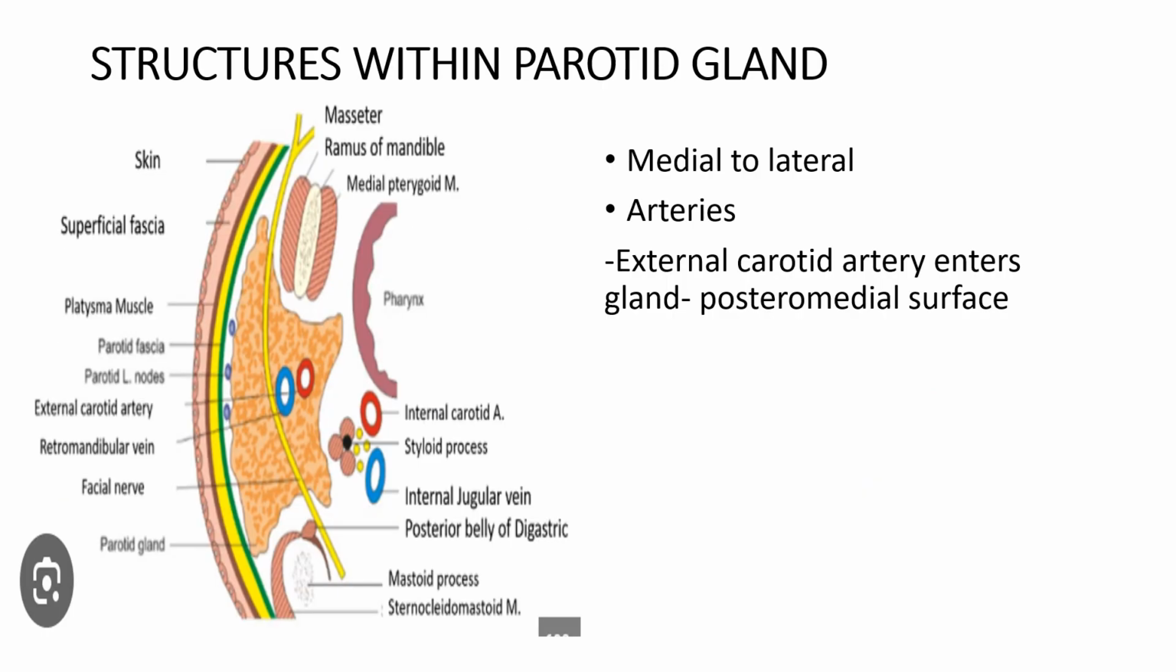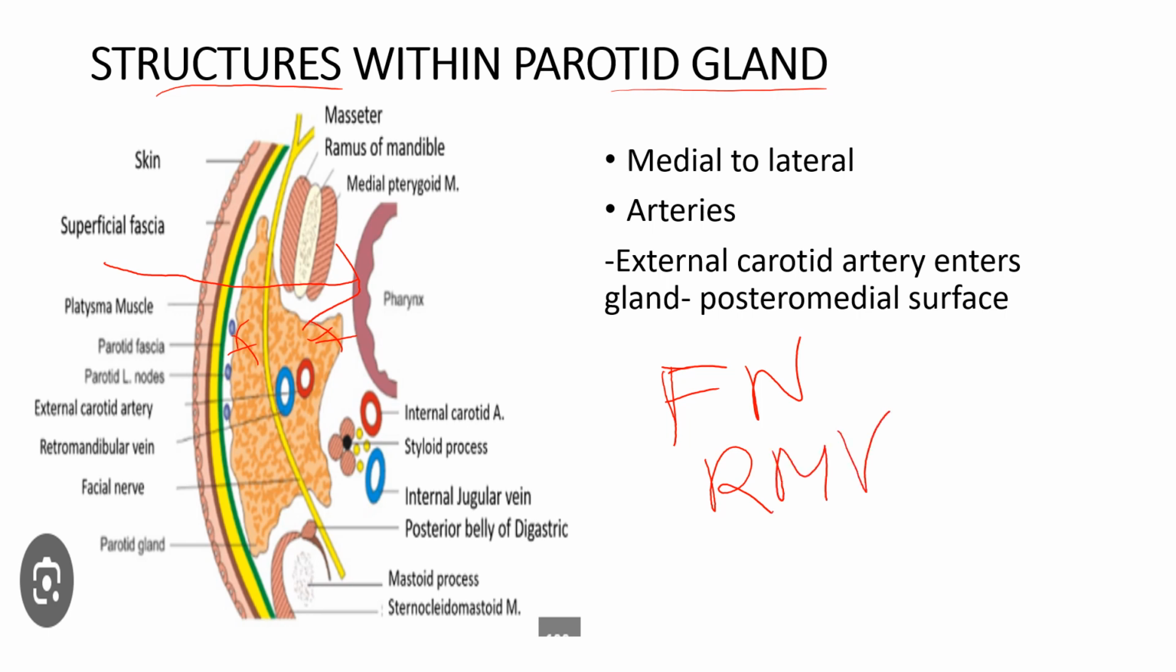Now in this diagram you can see the structures within the parotid gland. This is the section of the parotid gland. What actually happens is the structures in the parotid gland from superficial to deep. From superficial to deep, the first structure you will get is the facial nerve. Then in the intermediate layer you will get the retromandibular vein. In the deepest layer you will get the external carotid artery. So these are the structures from superficial to deep aspect of the gland.